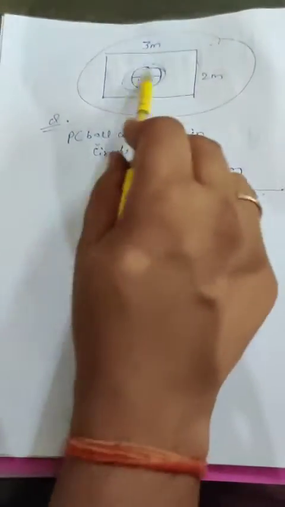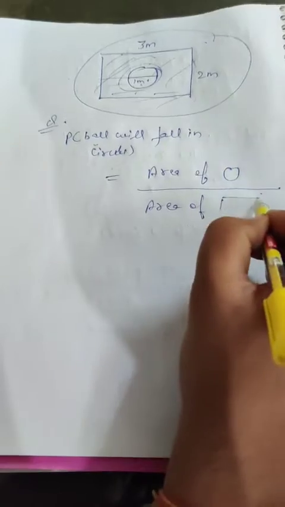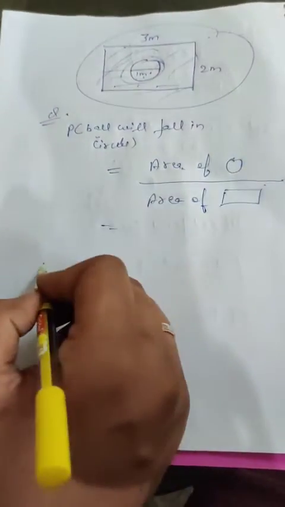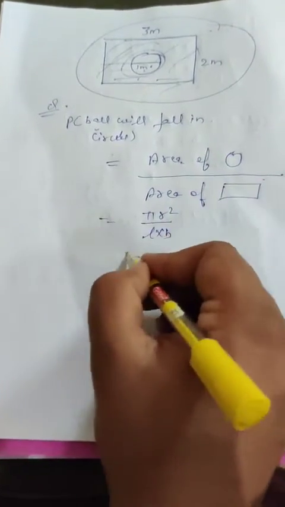The ball can fall elsewhere in the remaining region of the rectangle as well. So here the area of the rectangle will be considered as the total number of outcomes. Area of circle is pi r square. Area of rectangle is L into B.